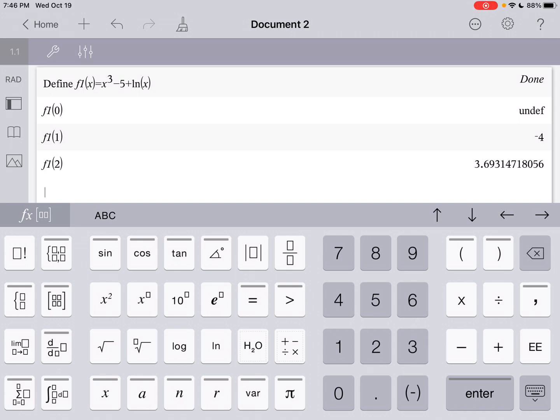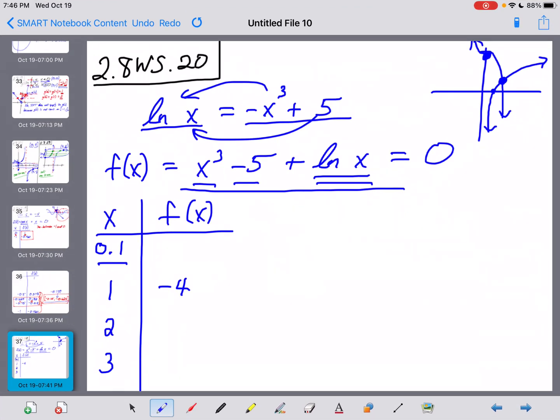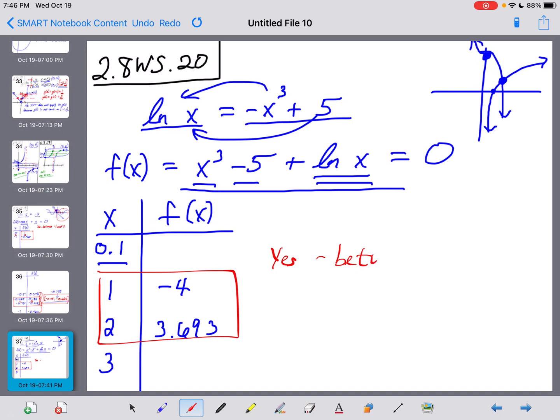So right there, guys, in the first two values that I checked, I see the sign change. f1 of 1 was negative 4, but f1 of 2 is positive 3.693. So let me write that one down. And right there, everybody, that is what we were looking for. So answering the question, this is a yes. There is a number whose natural log is equal to 5 more than its opposite, and that number exists between the two consecutive integers of 1 and 2.